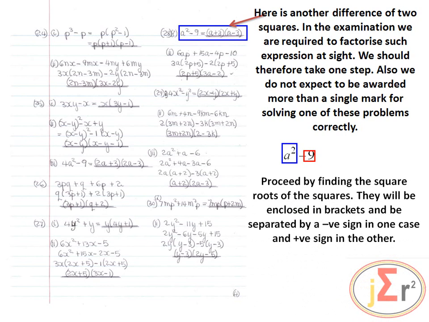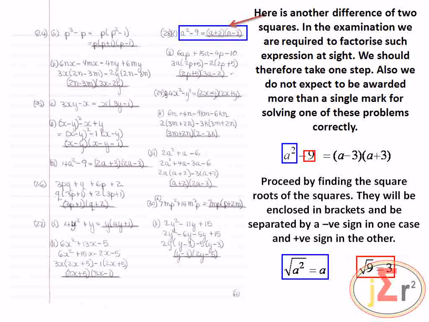They will be enclosed in brackets and be separated by a negative sign in one case and a positive sign in the other. So what is the square root of a squared? That is a. And what is the square root of 9? 3. And we do it like that and put our signs there, and that's all there is to it.